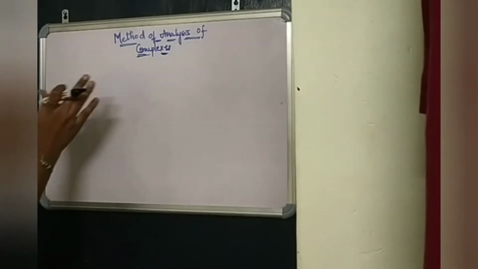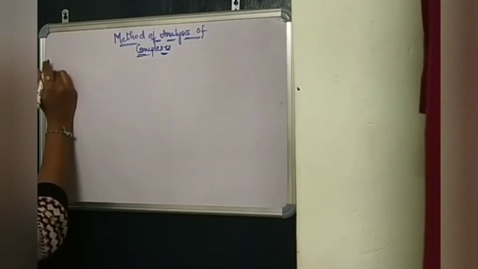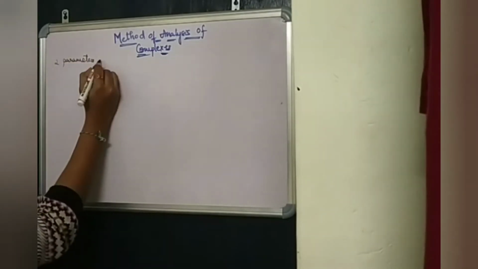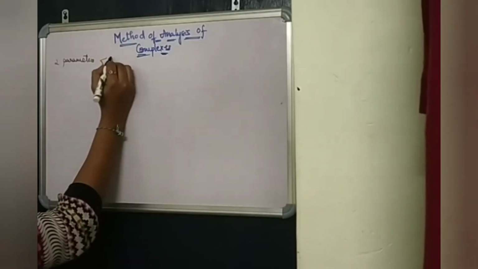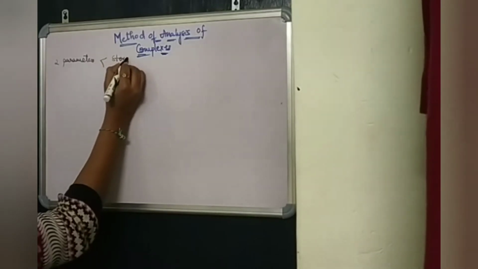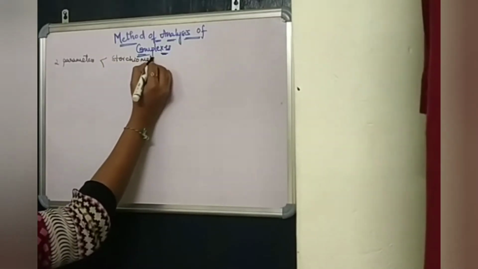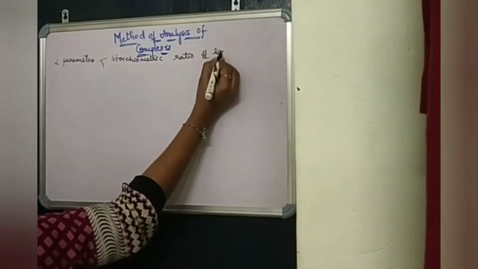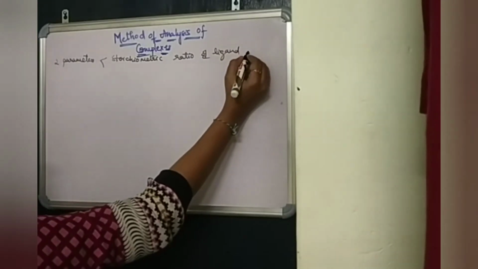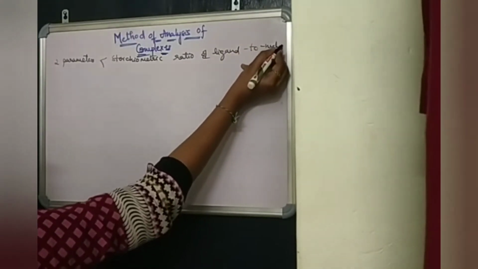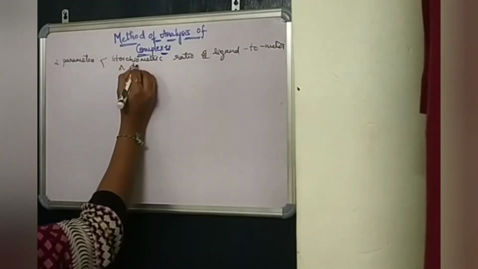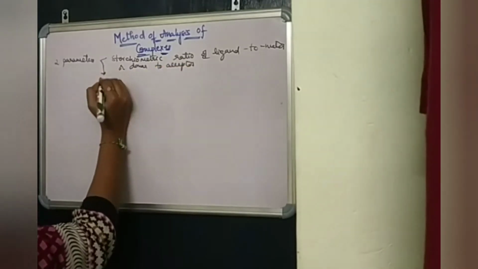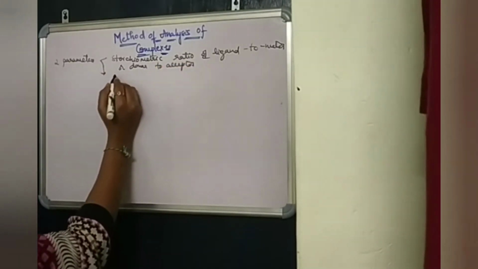The method of analysis of complexes depends on two parameters. The first one is the stoichiometric ratio of ligand to metal, or donor to acceptor. And the second one is the stability constant of the complex.